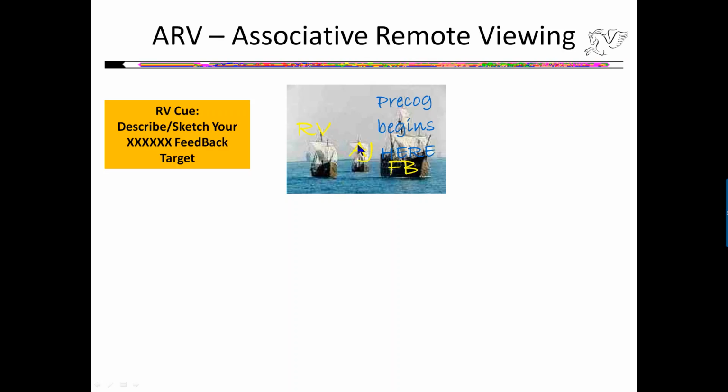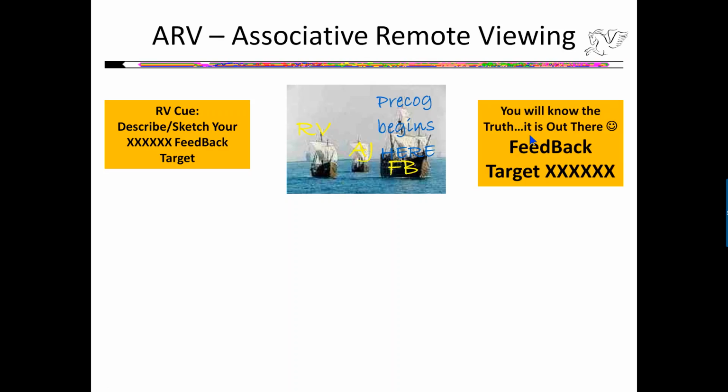The viewer can do this session or it can be done by somebody else. Now, here's the key: at feedback time, you will know what your target was for sure in the normal sense of the word. You'll be seeing it with your regular eyes and all of that. And you'll be able to interact strongly with that target. That's why precog begins here.